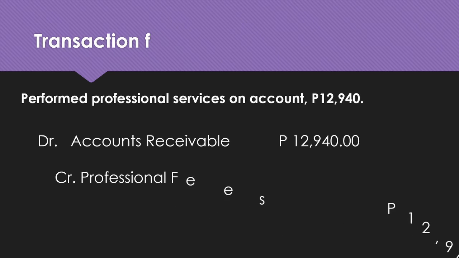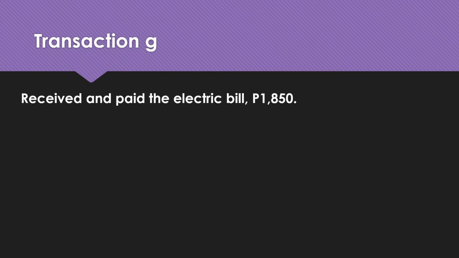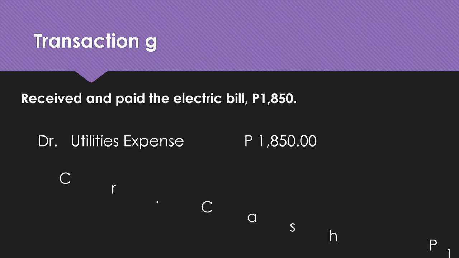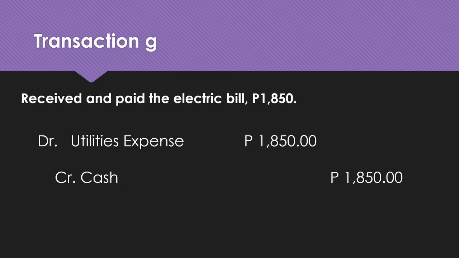Okay, so you use the account titles provided for you. So, accounts receivable, debit, credit, professional fees. Okay, now let's go to transaction G. Received and paid the electrical bill, 1,850. Okay, so again, nag-increase ang utilities mo. So, you will debit the expense and paid. Okay, so your cash decreased. So, you credit cash 1,850.